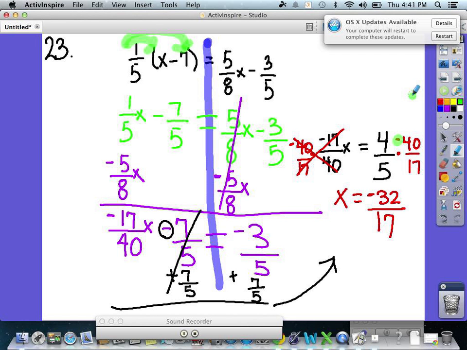And it did take up quite a bit of space, so I hope I didn't lose anyone there. If I did, just go back and replay it over and over again. Find the step that you got lost on, and then just replay it from there until you kind of grasp what was being done.